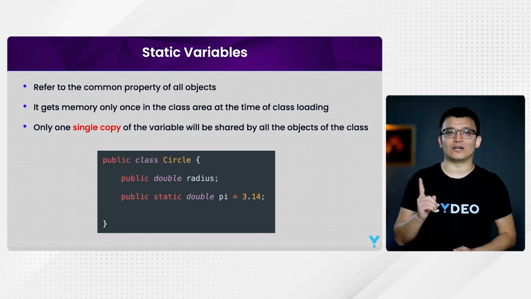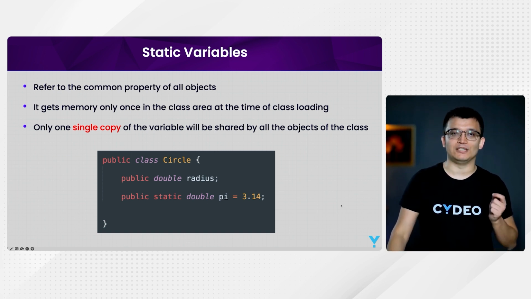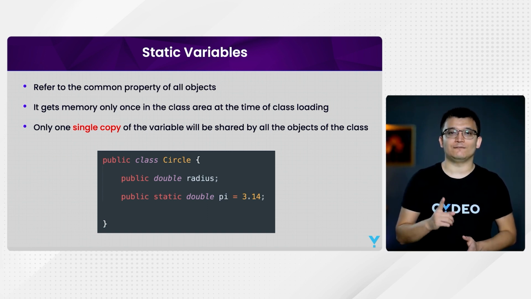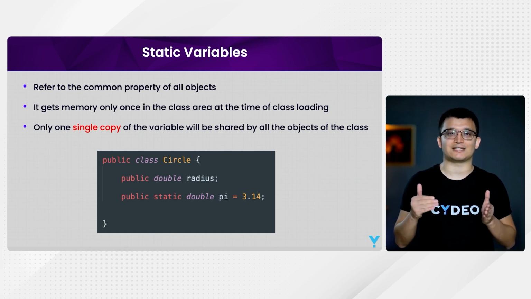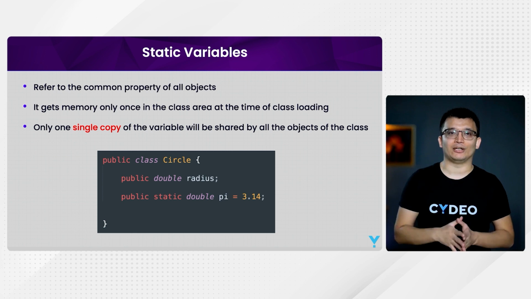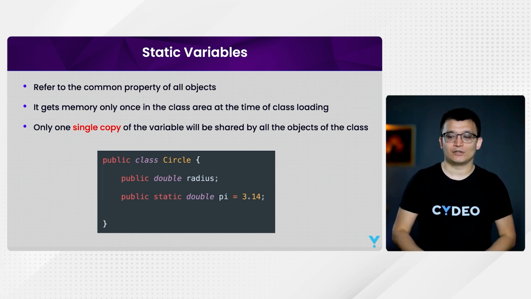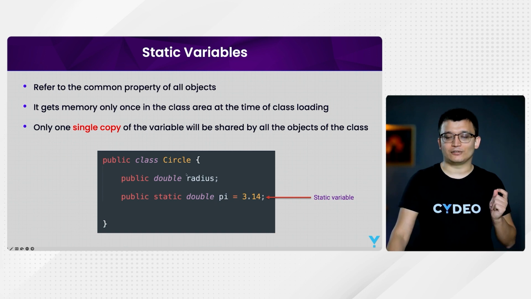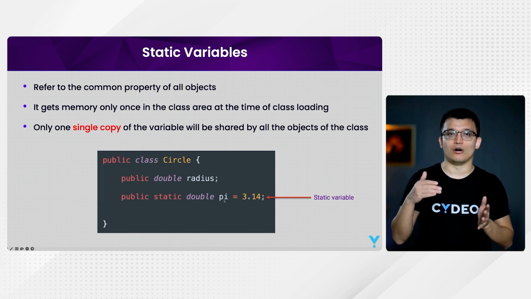Which means only one copy of this variable pi will be needed for all the objects of the circle. If one copy of the variable will be needed, then it is better to make it static. In order to save more memory and resources, it's better to declare it as static. So once you make this variable pi static, it indicates that regardless of how many objects you may create from the circle class, this pi's value will be the same for all the objects.